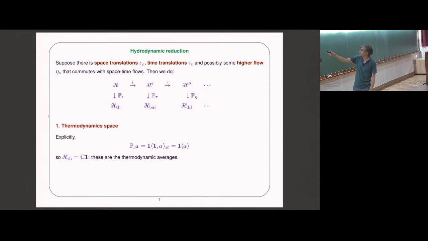So the projection, this is projection on the space translation invariant stuff, then you just get the identity operator. And this is integration over space translation invariance, and this is projection over time translation invariant stuff after having integrated. This is integration over time translation invariance, projection over whatever higher flow invariant stuff. The idea, okay? And you can imagine you can continue that.